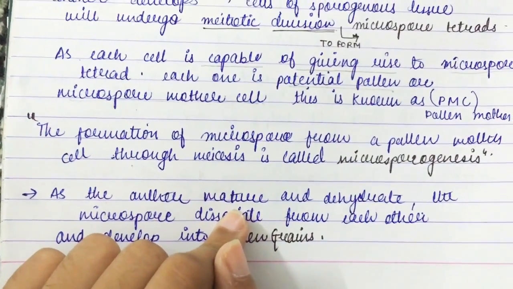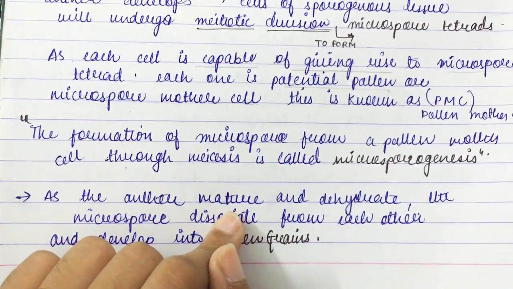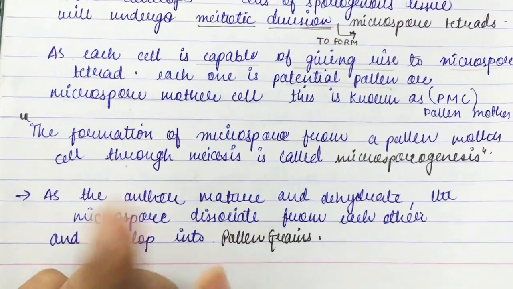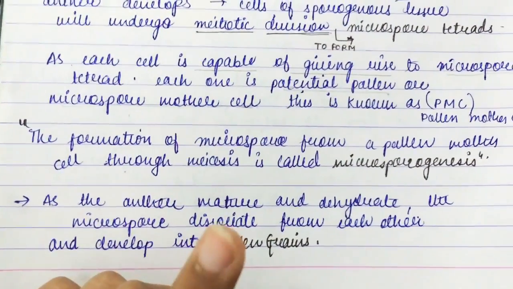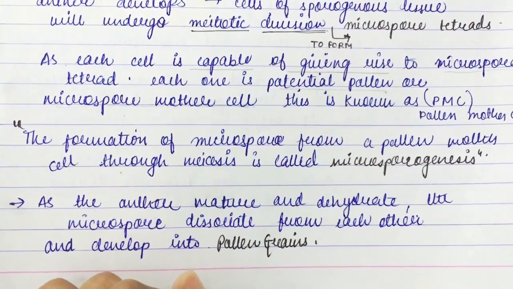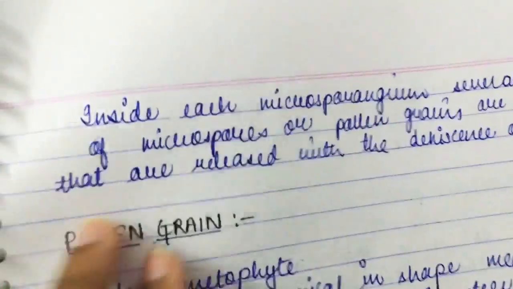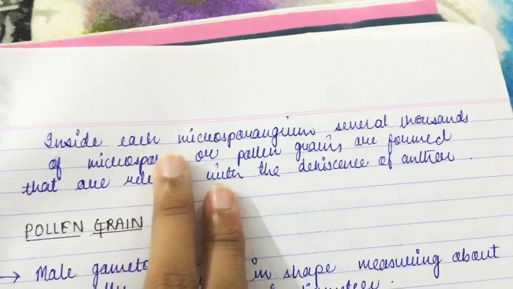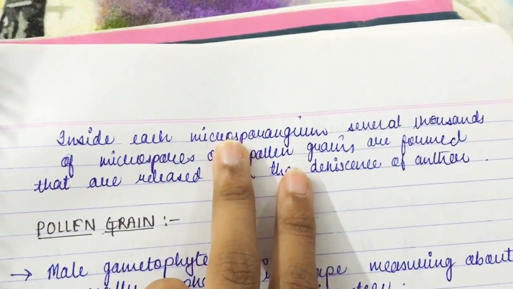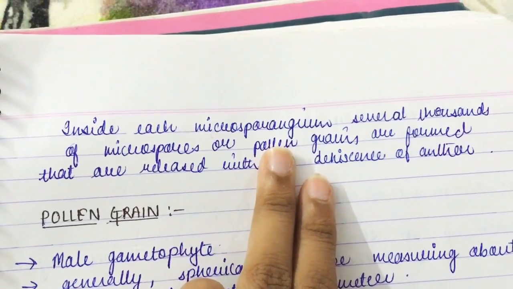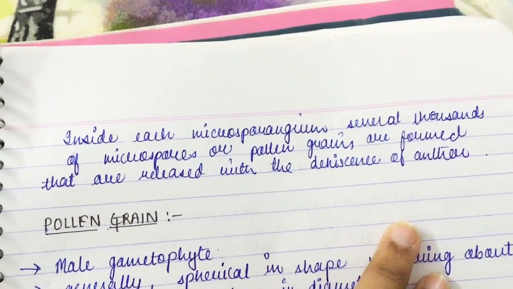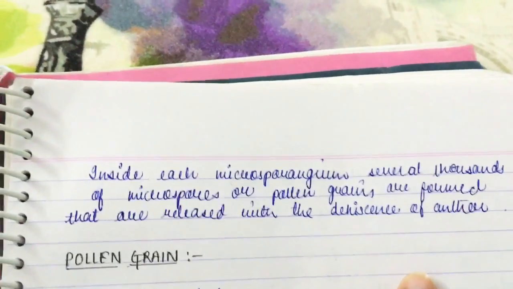As the anther matures and dehydrates, the microspores dissociate from each other and develop into pollen grains. Inside each microsporangium, several thousands of microspores or pollen grains are formed. They are released with the dehiscence of anther.